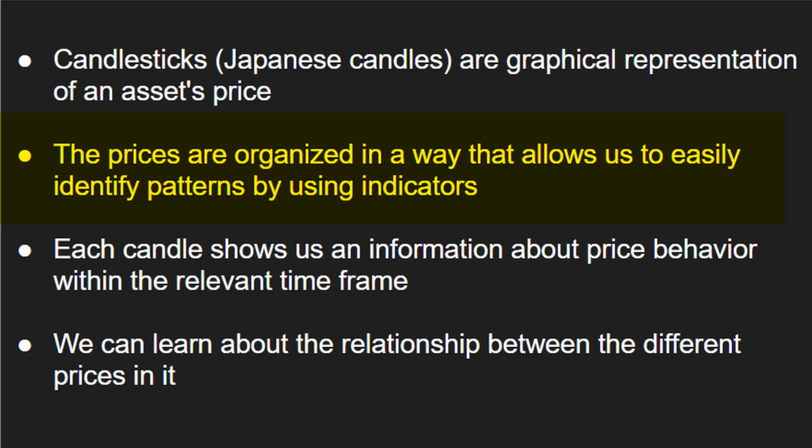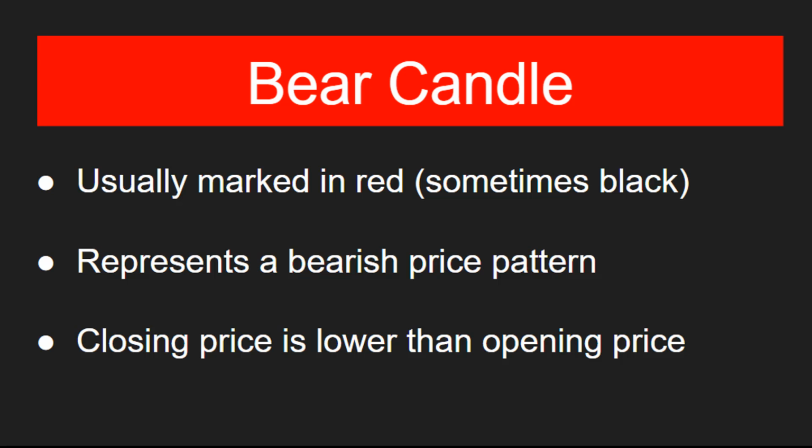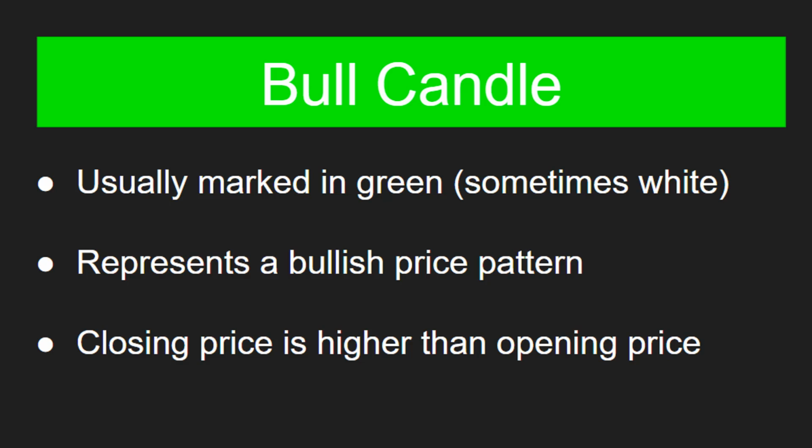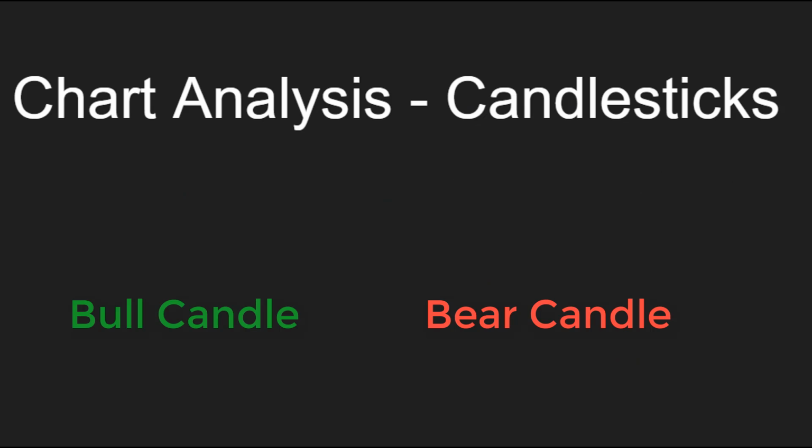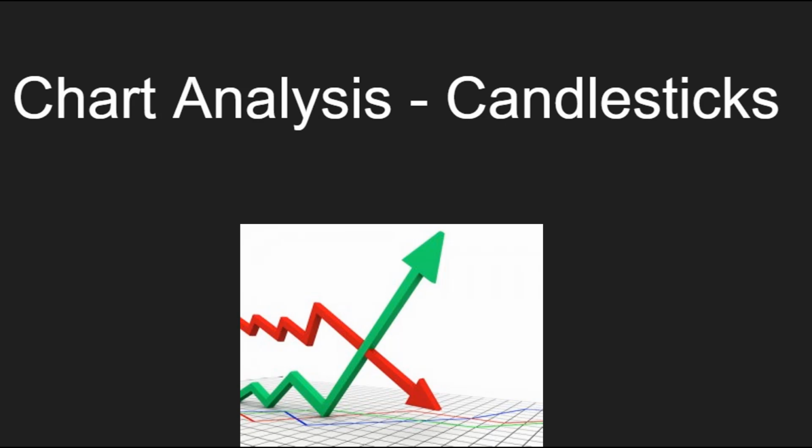As you will now see, candlesticks show us information about price within the relevant time frame and the relationship between the open, close, high and the low prices. Basically, there are two main types, a bull candle and a bear candle. There is also another type, which is a neutral candle, but we'll get into it later on in this course. A bear candle, usually marked in red, represents a bearish pattern. It is used when the closing price is lower than the opening price. A bull candle, on the other hand, is usually marked in green, and is used when the closing price is higher than the opening price. In addition to that, the candlestick provides us with information regarding the price fluctuations within the time period it stands for.